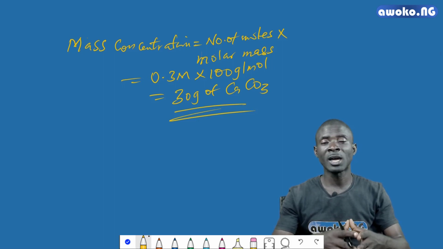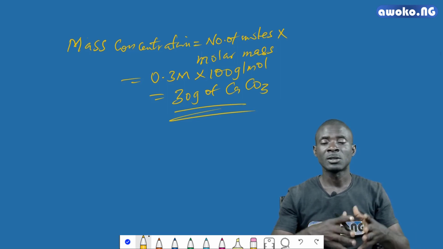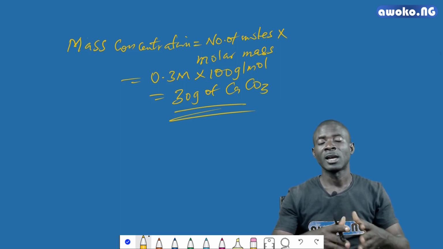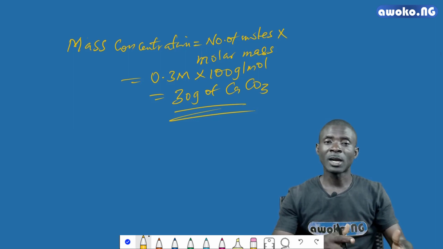That gives us how we can find either the mass of the solute when you are given the molarity, and you can also find the molarity or the molar concentration when you are given the mass. So these are simple calculations that we can have in the preparation of solution in terms of molar concentration and mass concentration. So with this, we will come to the end of this class.